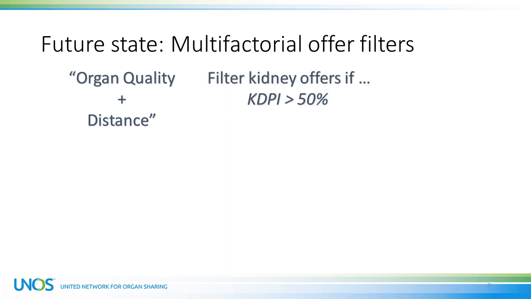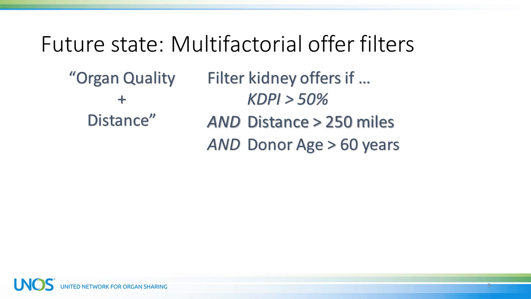So what that may look like is, as a center, you'd want to filter your kidney offers if they're coming from a donor with a KDPI greater than 50%. But you want to do that only if they're coming from more than 250 miles away, and maybe if the donor age is greater than 60 years. So you can already see here that there's a big difference between the donor acceptance criteria currently available in WaitList and where the future that we want to take this is for offer filters.